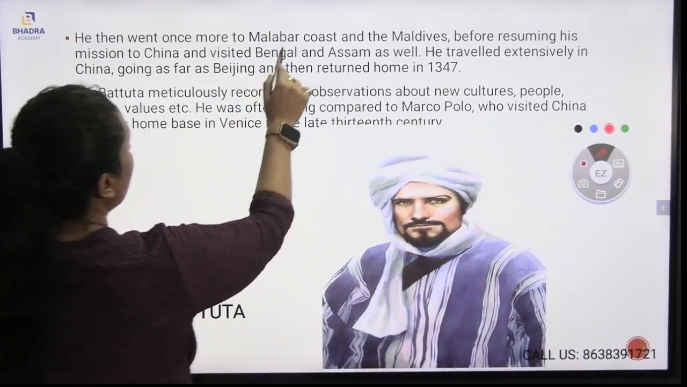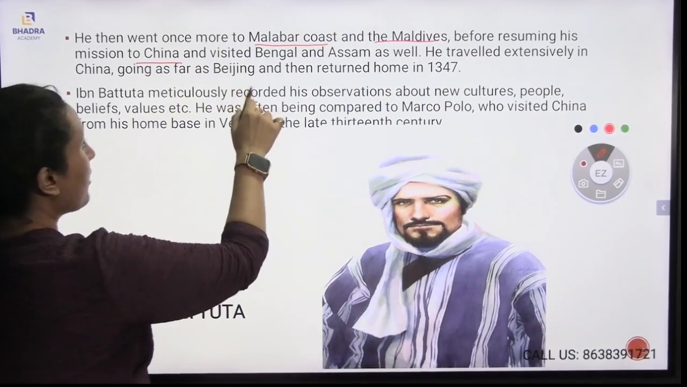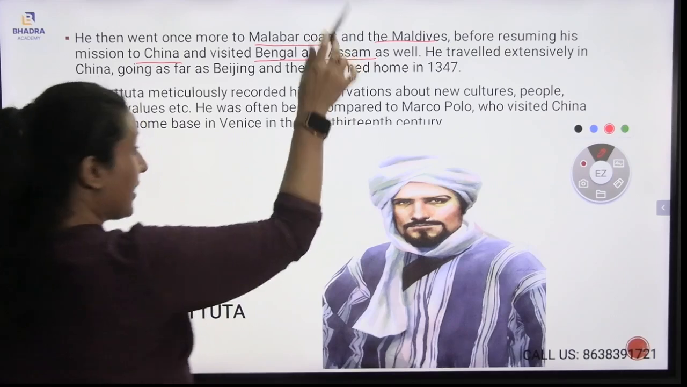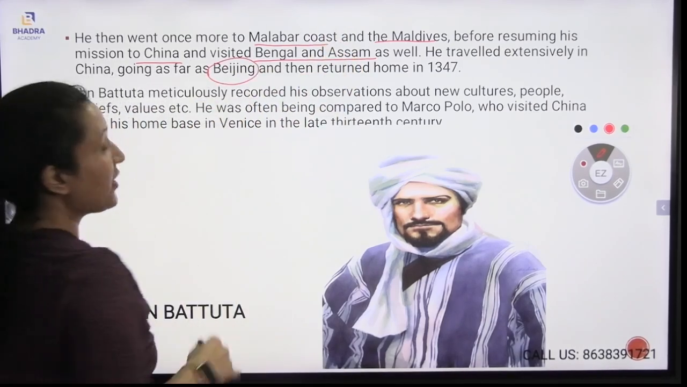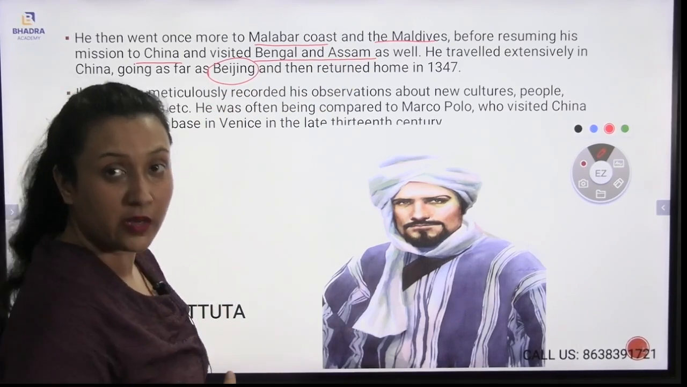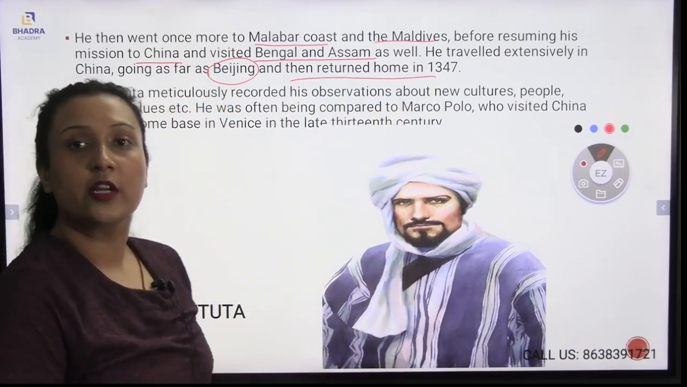You see, first he went to the Malabar coast and then Maldives, and then he returned to China for a mission. There also he visited Bengal and Assam, and after visiting Bengal and Assam, he went to Beijing. During that time, Beijing was one of the most important trading centers in China. And then he returned home to Tangier in the year 1347.